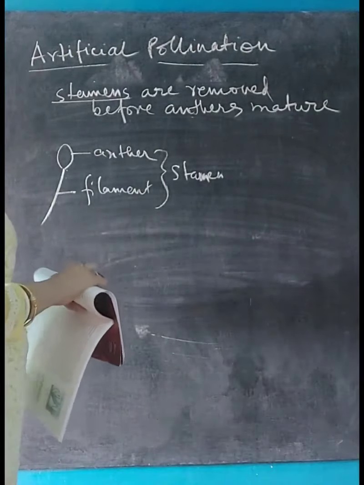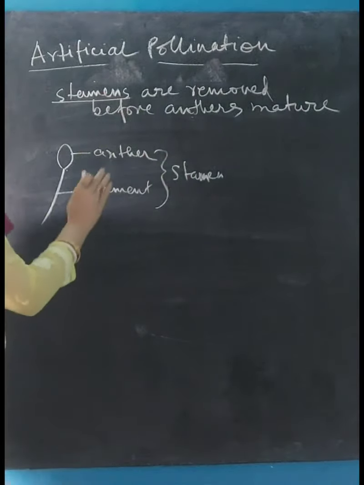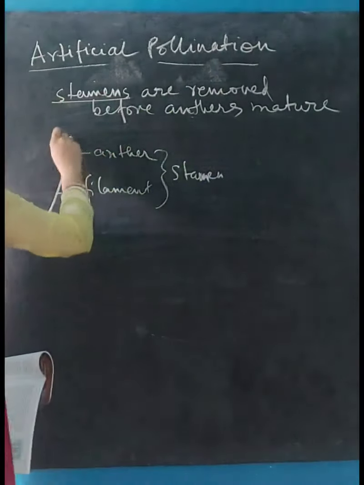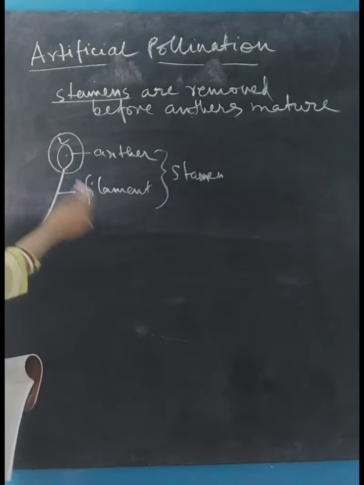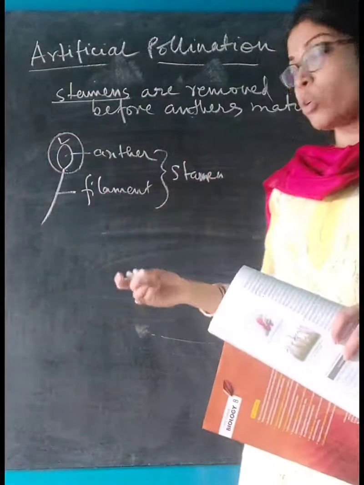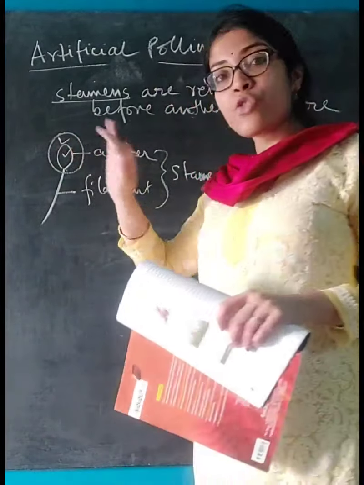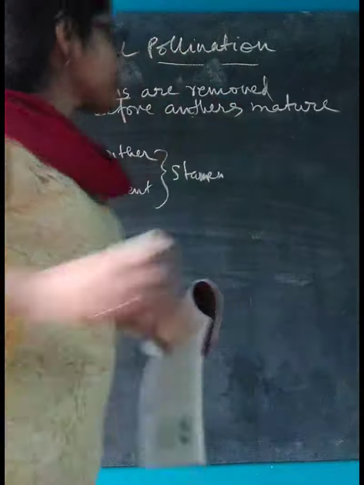That means the male reproductive part is removed before the anthers mature, before this part matures, that means if it matures, it will start storing or producing pollen grains, right? So before this part matures, the whole anther is removed. Next, what happens?